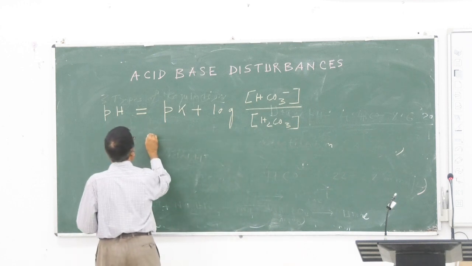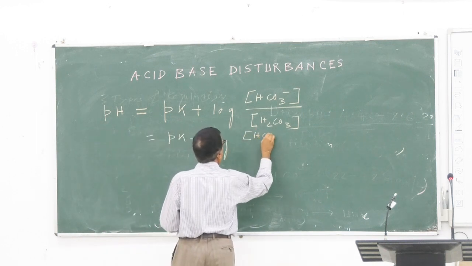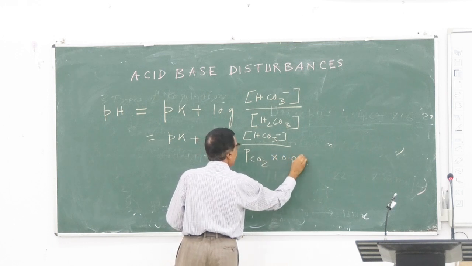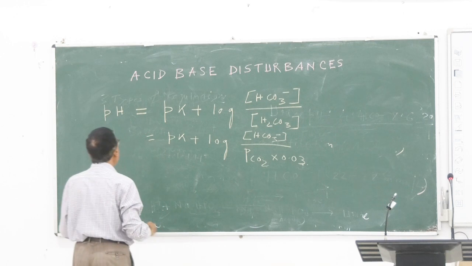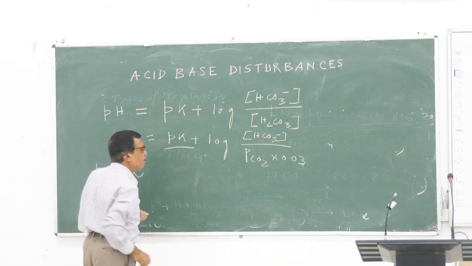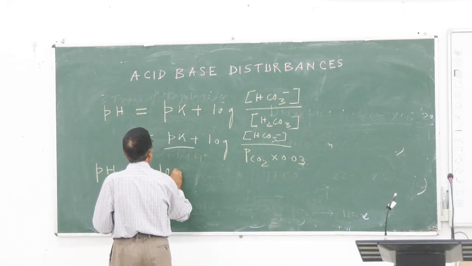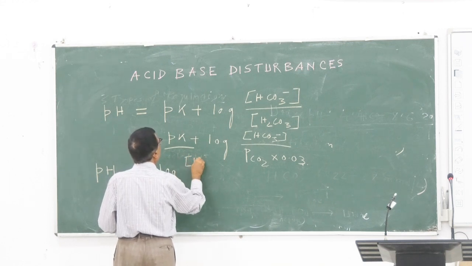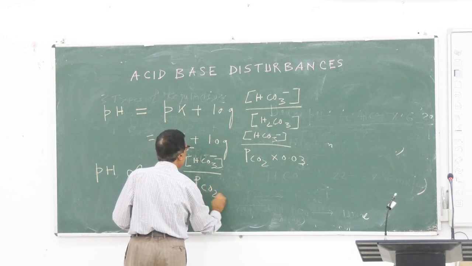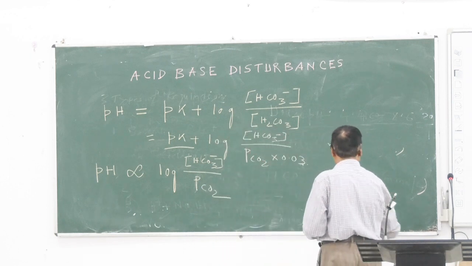I can write this as pH equals pK plus log of bicarbonate divided by PCO2 into 0.03. From this equation, I can write that pH varies. This is constant. So when will pH vary? How will it vary? pH varies with the log of bicarbonate and PCO2. On these two things pH will vary: one is bicarbonate and the other is PCO2.